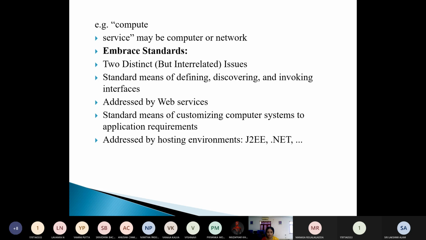Embrace standards. What is the use of embrace standards? In embrace standards, we have two distinct issues. One is standard means of defining, discovering, and invoking the interfaces, which is addressed by web services. The other is standard means of customizing computer systems to application requirements, addressed by the hosting environment, that is J2EE and .NET. These are the hosting environments of the OGSA.